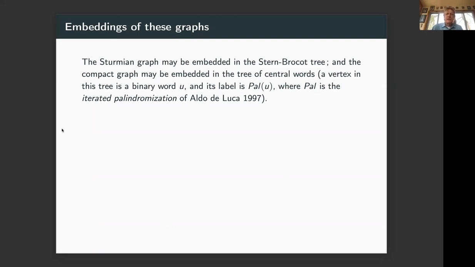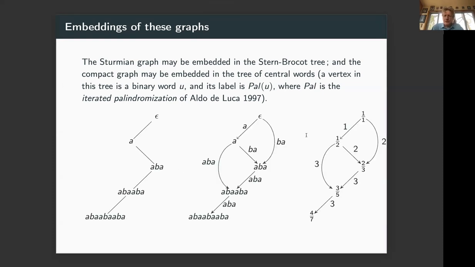What is the tree of central words? A vertex in this tree is a binary word, and its label is pal of u. Pal is the famous iterated palindromization mapping of Aldo de Luca. I show you this on the example. At the left, you see the tree of central words.